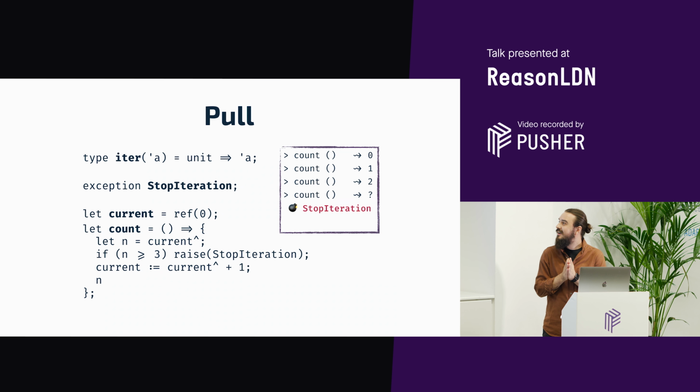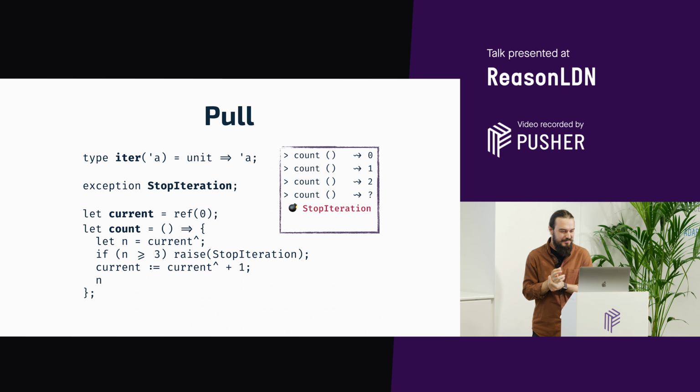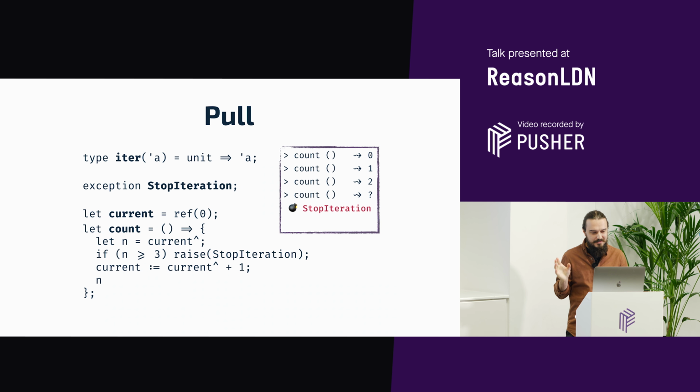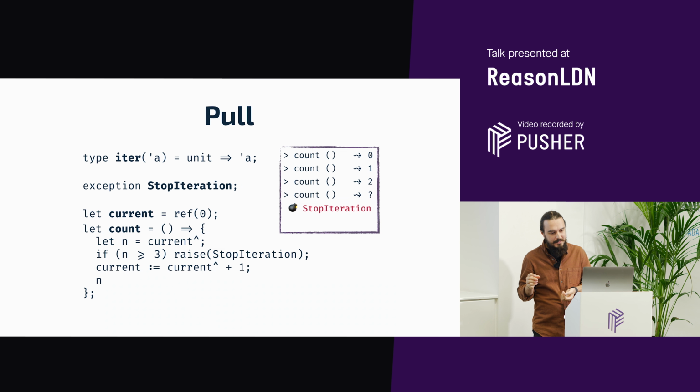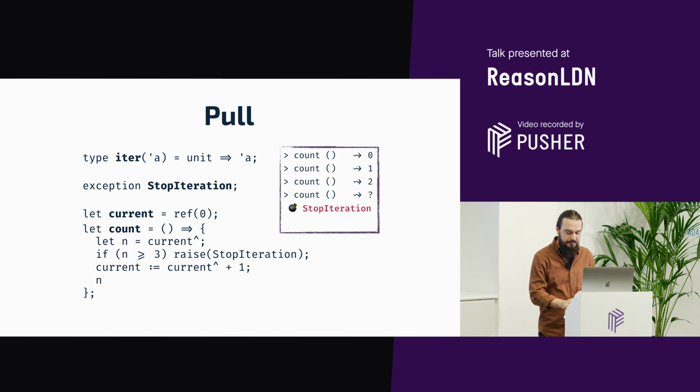Okay, so what do you think about this? This is functional programming, exceptions, mutable state, global variables. I guess that's not what you came here for. Let's see if we can improve things a bit. But the interesting thing here is that in Reason, this is not actually an issue, and I'll explain why.